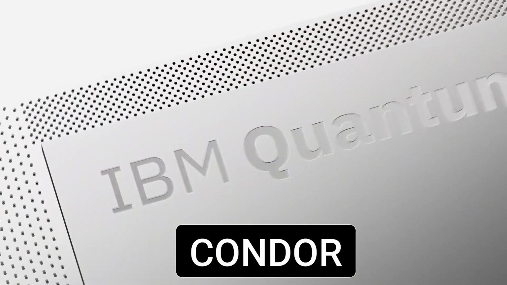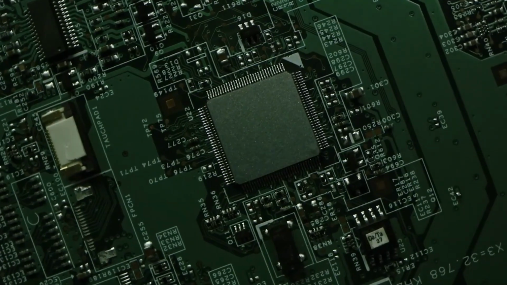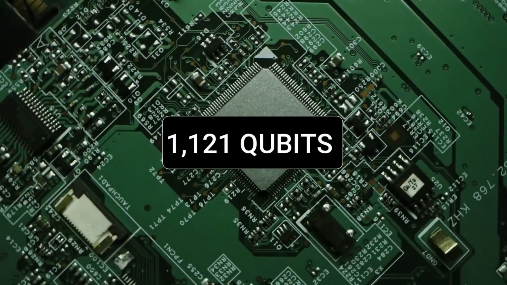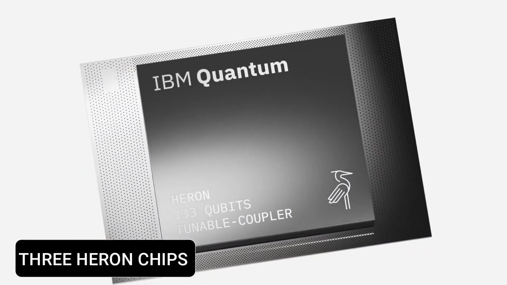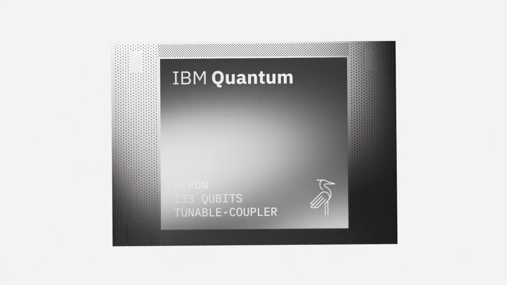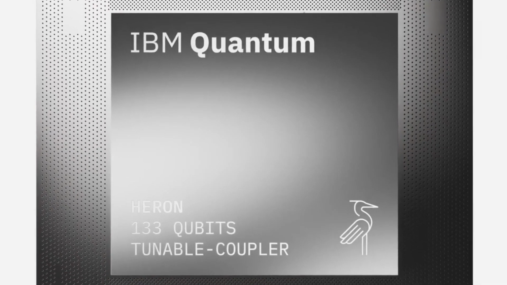One of these is based on a chip called Condor, which is the largest transmon-based quantum processor that has been developed to date. It has 1,121 qubits that are operational. The second is a collection of three Heron chips, each of which has 133 qubits. This chip is the foundation of the second.